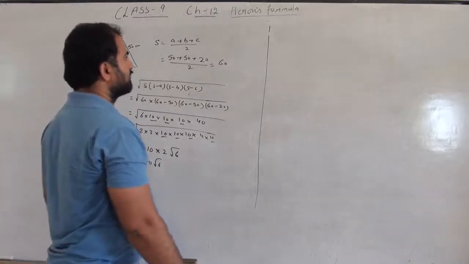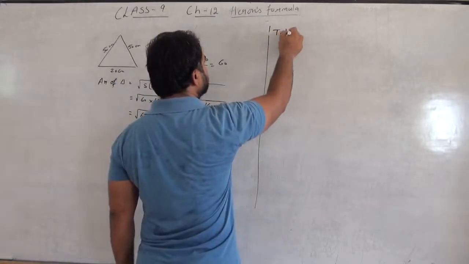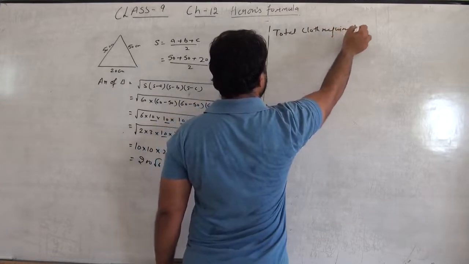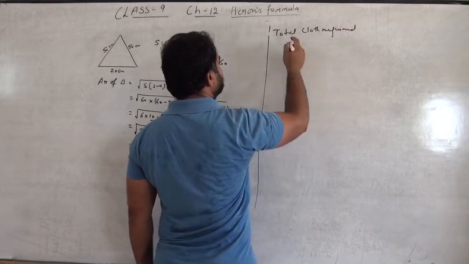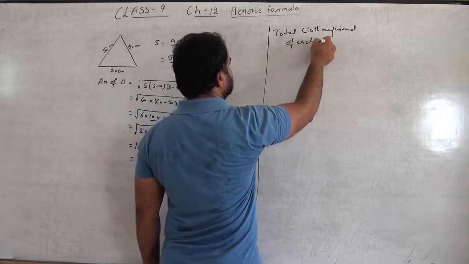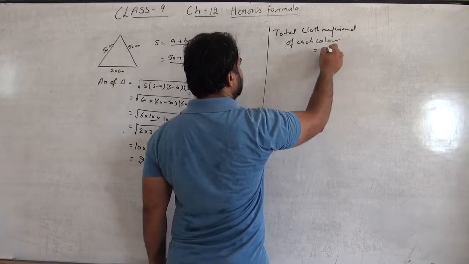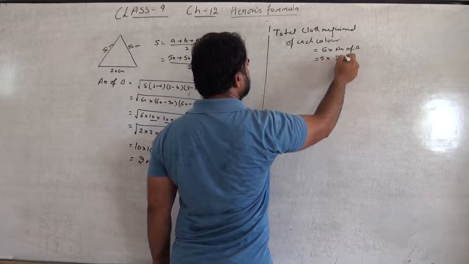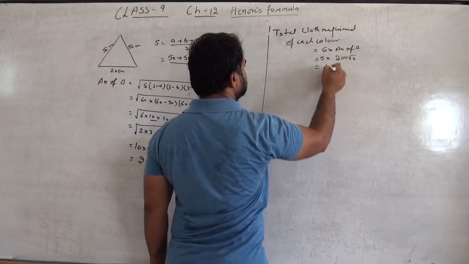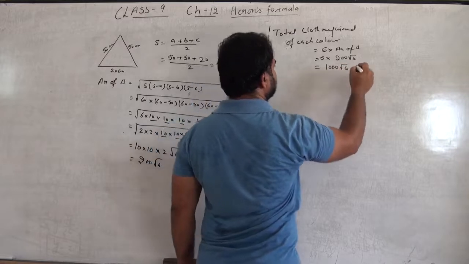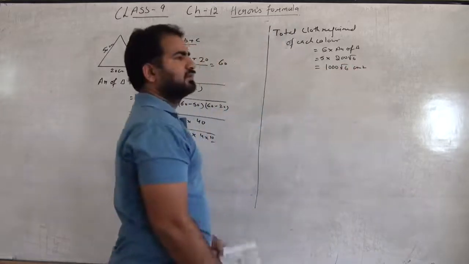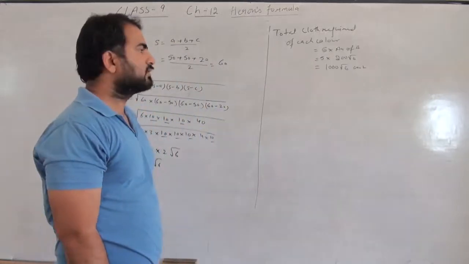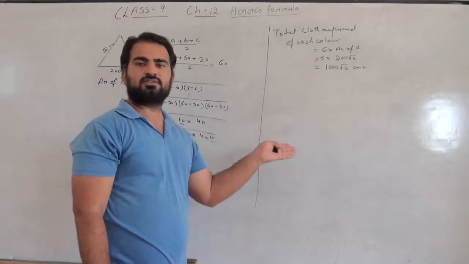So the total cloth required of each color equals 5 into area of triangle, equals 5 multiplied by 200 root 6, equals 1000 root 6 centimeter square. Okay, so why didn't I multiply it by 10? Because there are 2 types of cloth and 5 triangles are of each color.